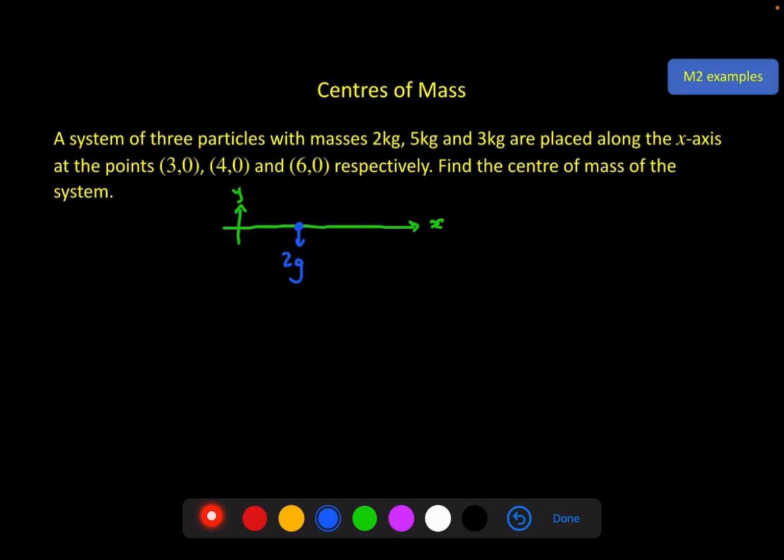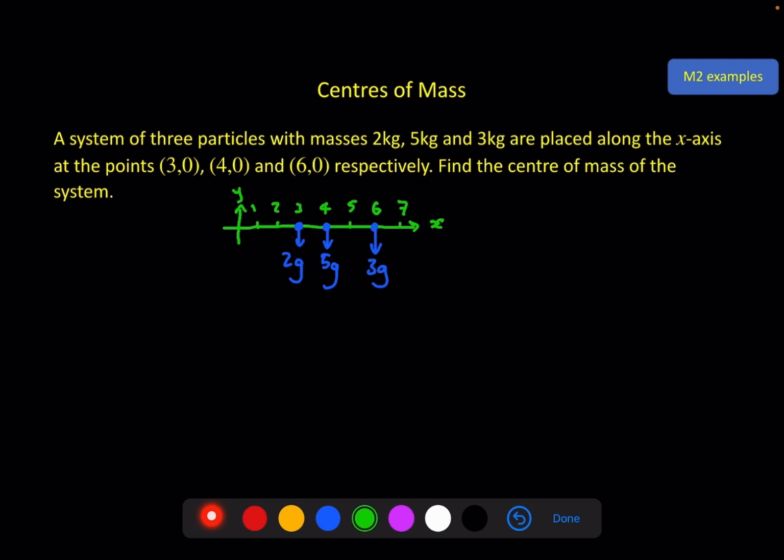2g for the weight. 5 kilograms at 4, so that's just next to it, with a weight of 5g. And 3 kilograms, or a weight of 3g, is at 6. So this is 3, 4, 5, 6, 1, 2. There we go, something like this. And the question is, where is the centre of mass?